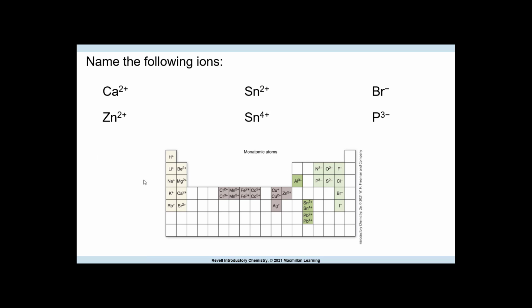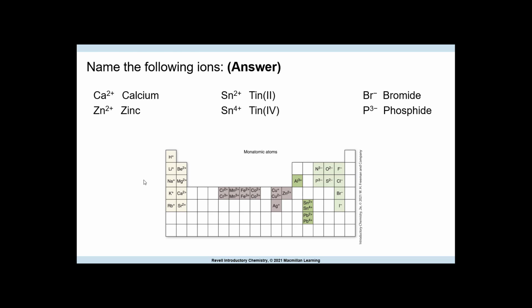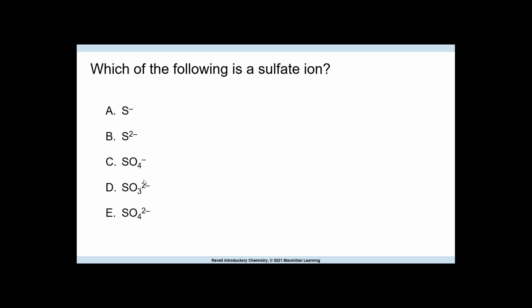All right, so let's name the following ions. Remember how to name cations? You probably don't, but let's go through it. Cations don't change. That's the nice thing about them. The only thing you have to account for is if it's a transition metal, you have to use a Roman numeral. So calcium is still calcium. Zinc is still zinc because zinc only has one oxidation state. Tin has two oxidation states, so you use the correct Roman numeral. Bromide and phosphide. Which of the following is a sulfate ion?